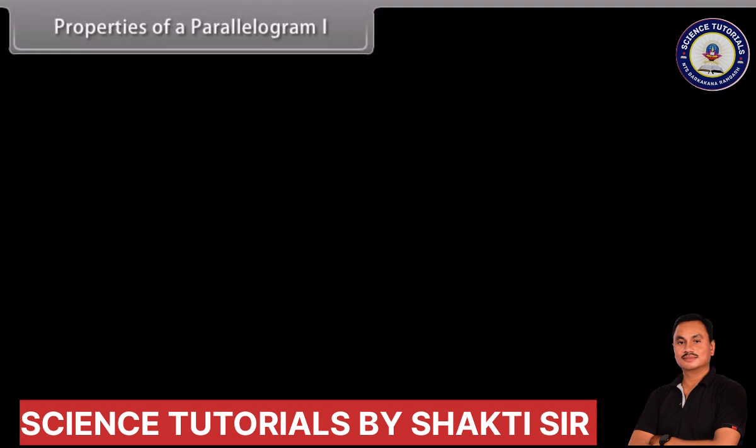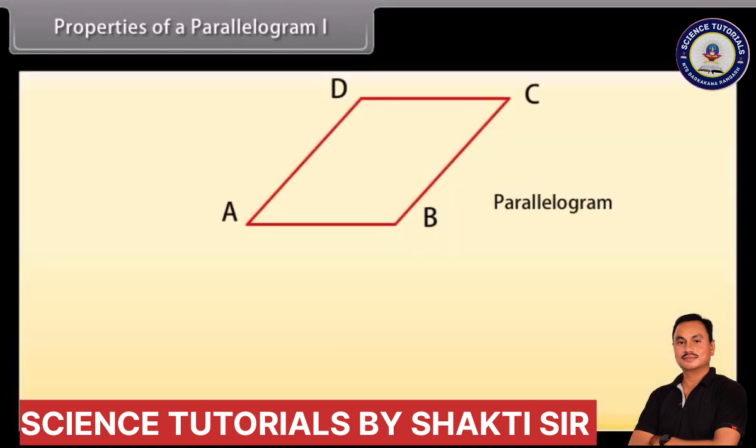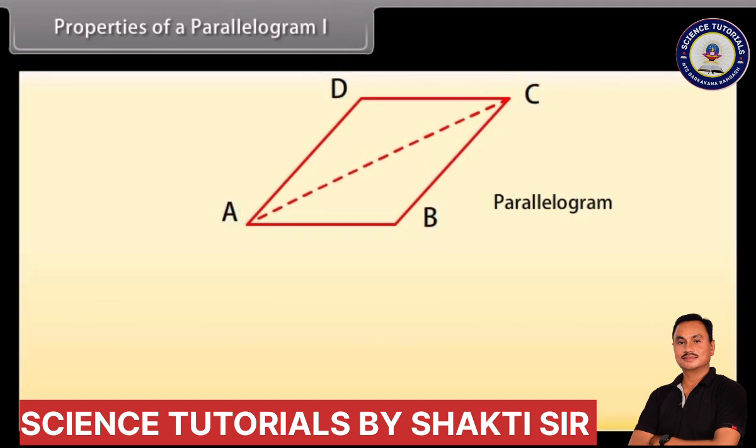Properties of a parallelogram. 1. The property of a parallelogram says that a diagonal of a parallelogram divides it into two congruent triangles. Let's prove this theorem. Let ABCD be a parallelogram and AC be a diagonal. We can see that the diagonal AC divides parallelogram ABCD into two triangles, triangle ABC and triangle CDA.